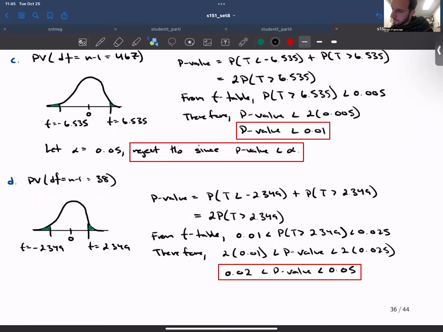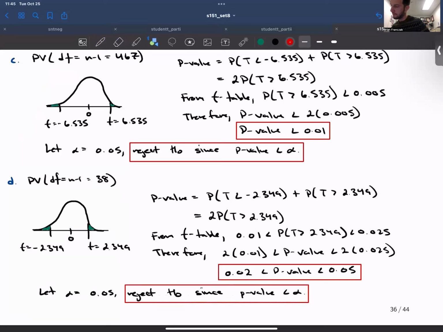So if we let alpha equal 0.05, we would reject H0 since the p-value is less than alpha. All right, so that's 4 more examples of finding p-values using the student t-table and then using that range to make a conclusion about whether or not to reject the null.